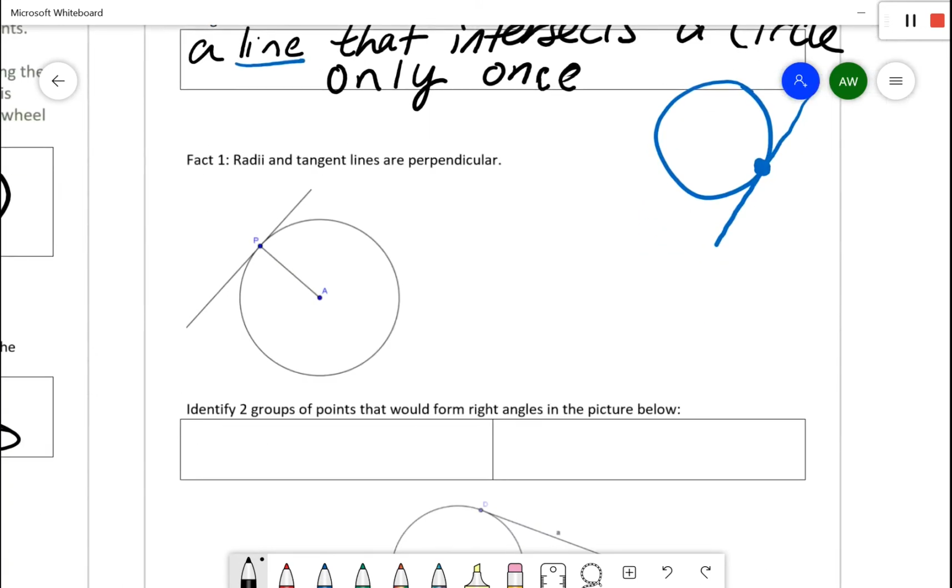So this is fact one. It's actually the only fact that we're going to go through today. If we worded this a little bit more specifically, we could call this a theorem. But this fact says radii and tangent lines are perpendicular.